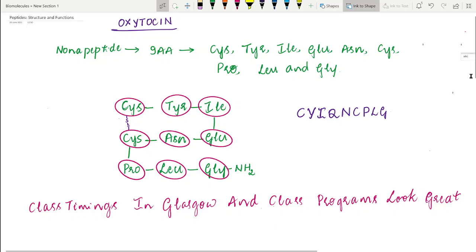Students, in this session, I'm going to explain the structure and functions of oxytocin and vasopressin. First, let us know the structure and functions of oxytocin. Oxytocin is a nonapeptide, which means it's made up of 9 amino acids.